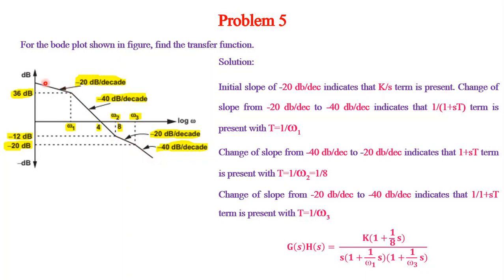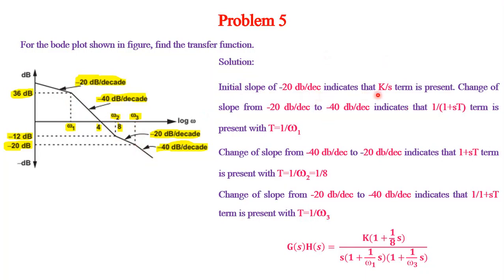That means only k by s is available initially. Then the slope changes, therefore I should have a 1 by 1 plus st term with the corner frequency omega 1. Then here I should have a 1 plus st term in the numerator, with corner frequency 8 radian per second, or omega 2. Here I have 1 by 1 plus st, that means 1 plus st in the denominator, with corner frequency omega 3. So that is what I have written.